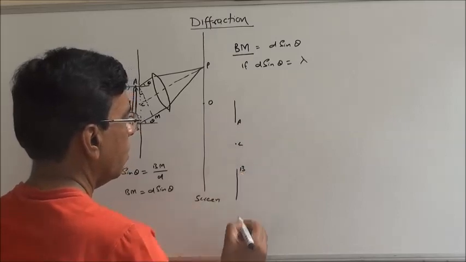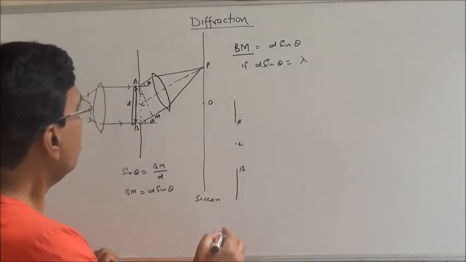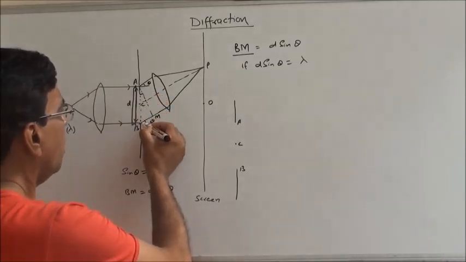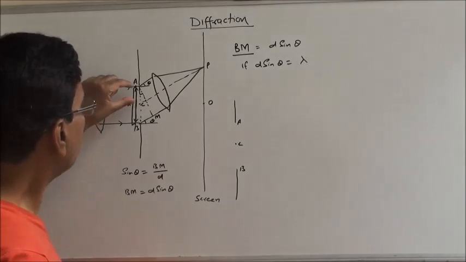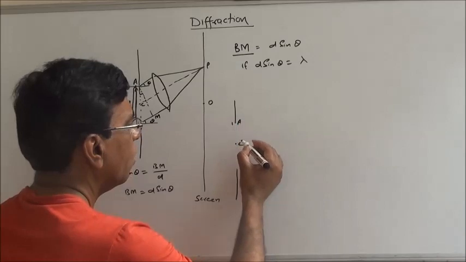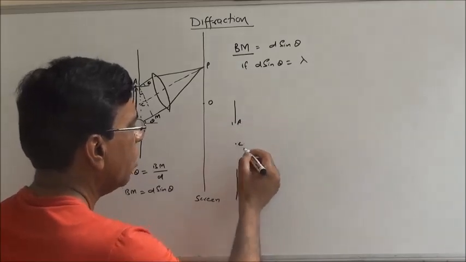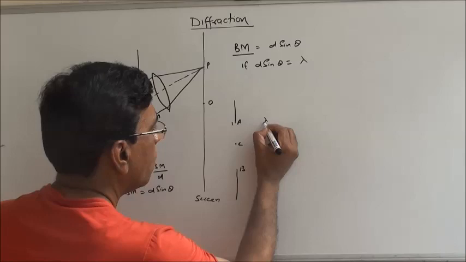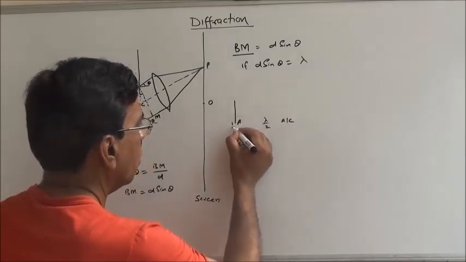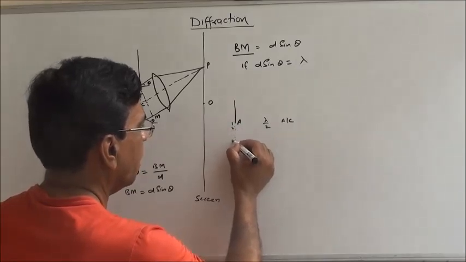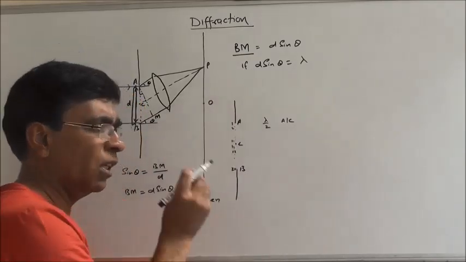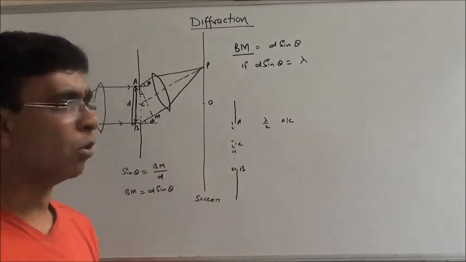AC and CB. Now, if the path difference between the secondary wavelet from A and B is lambda, then the path difference between the secondary wavelet from A and C will be lambda by 2. Or I can name them 1, 2, 3, 4, 5, 6, 7, 8, 9, 10, 11, 12, 13, 14, up to 20. Let us assume there are 20 secondary wavelets moving out.